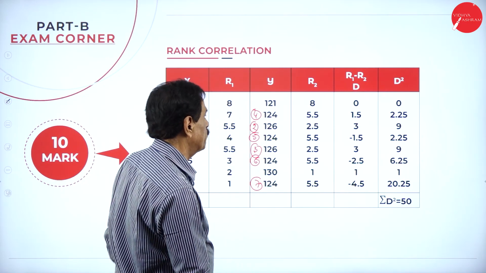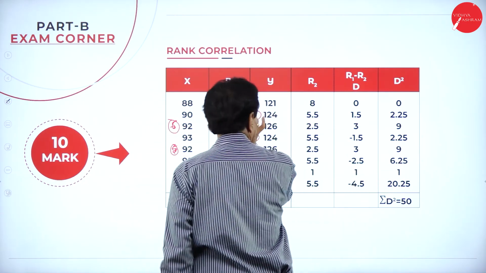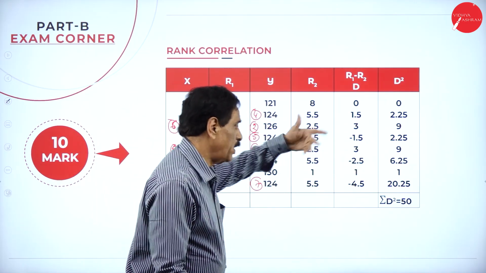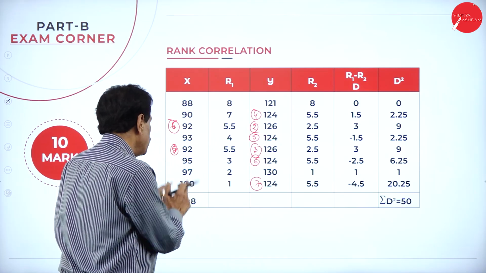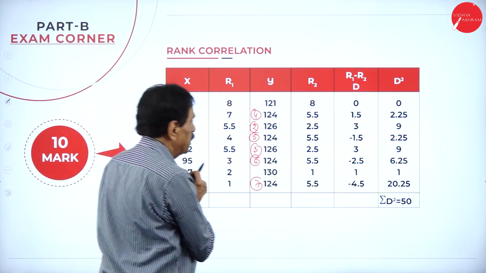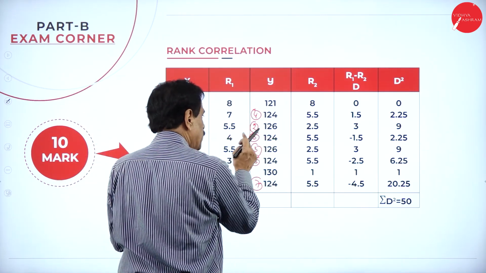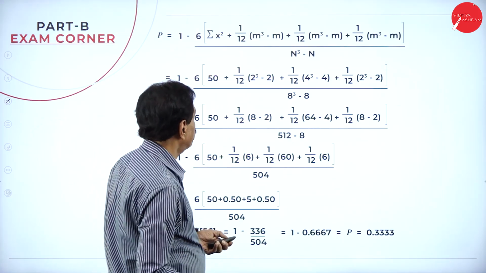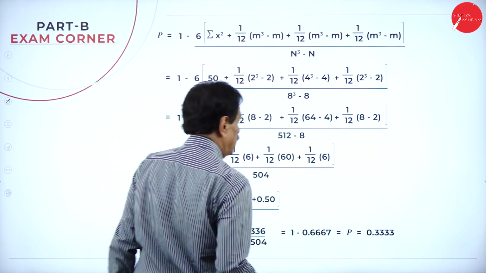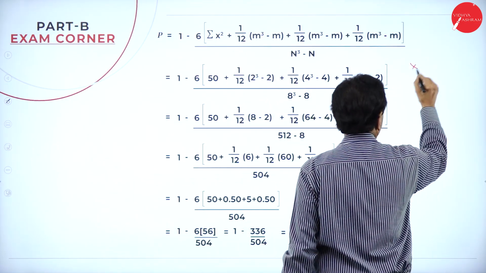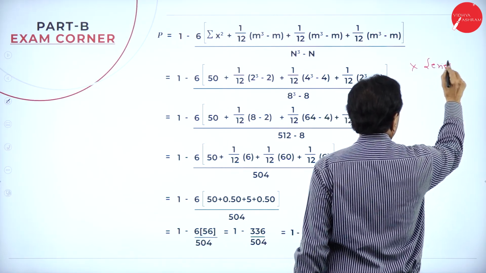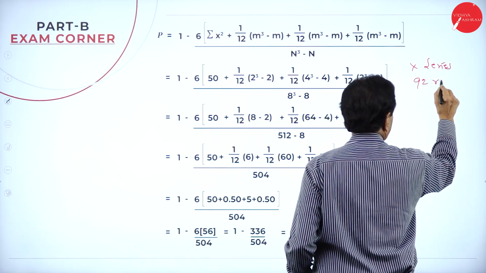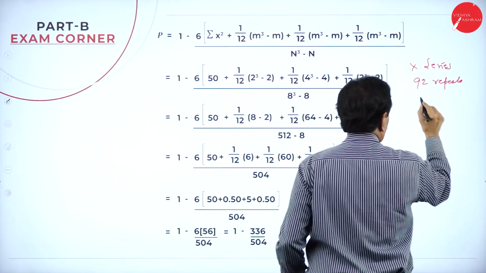The remaining number is 8. So deviation 8 minus 8 is 0. Then 1.5 deviation, and the square of this is taken. So in the X series, 92 repeats 2 times. In the Y series, 126 repeats 2 times and 124 repeats 4 times. You can write: in the X series, 92 repeats 2 times.